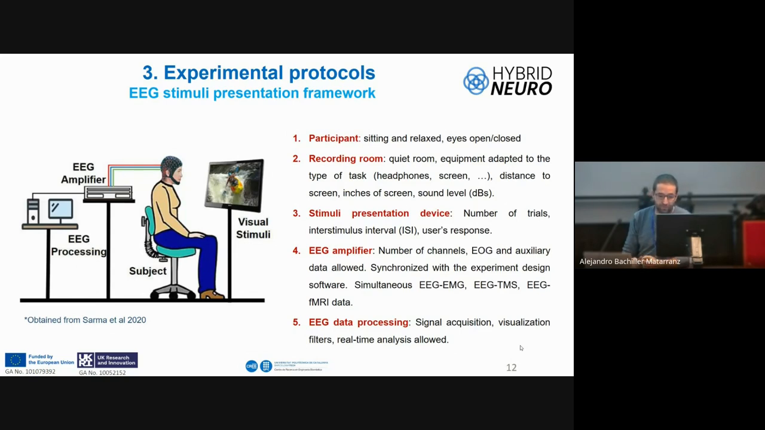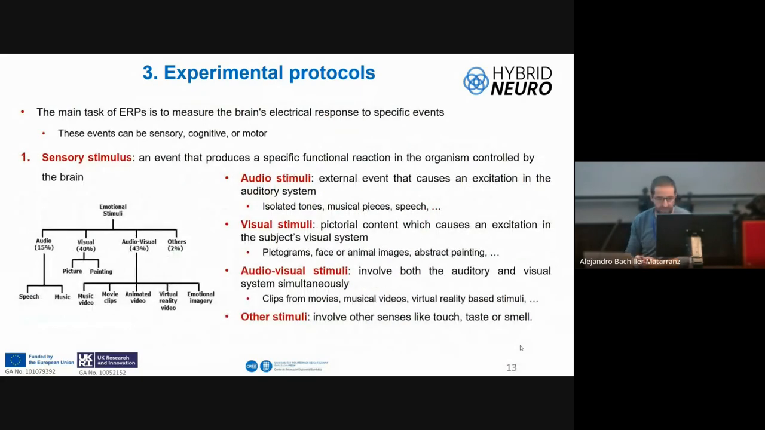About the EEG amplifier as well, it is important to consider the number of channels, and whether it has auxiliary data, for example electrocardiogram data. Whether it could be synchronized with the experiment design software, and whether it allows simultaneous analysis with EMG muscular analysis, with TMS, and with simultaneous EEG and functional magnetic resonance imaging data. These issues are important. As Joan said yesterday, it depends on the budget. And finally, there is the data processing, which in this workshop we are very focused on, so it's not the main point here.